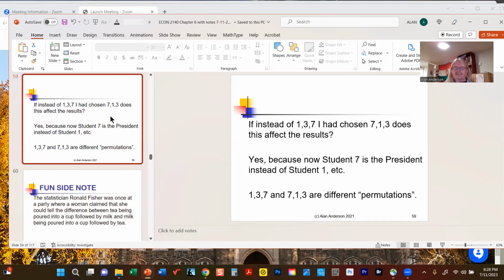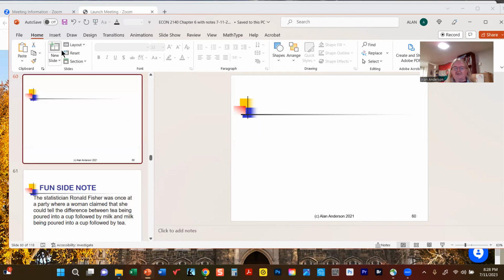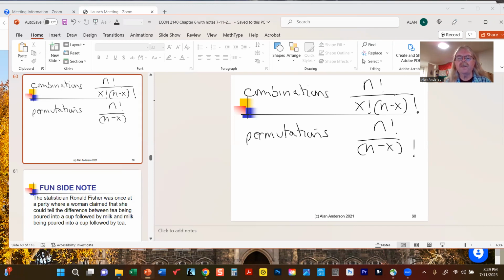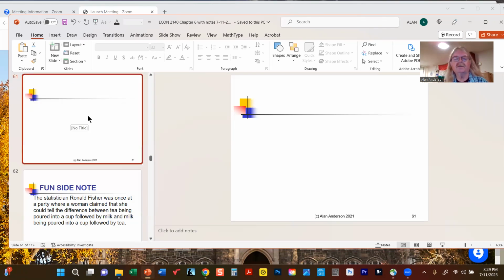Well, it turns out that for permutations, the formula is a little bit different. So remember, with combinations, we have n factorial over x factorial times n minus x factorial. With permutations, n factorial over n minus x factorial. You see the difference right here. We do not have this extra x factorial with permutations. So for the example of the club, remember we had 20 students.